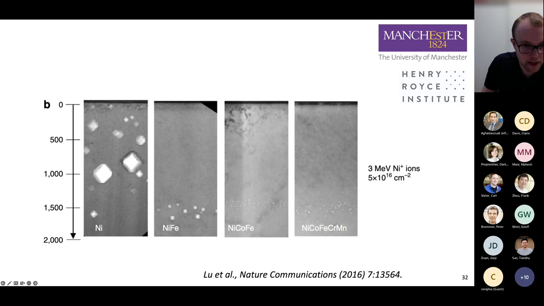So we see that when we irradiate nickel versus when we add in more elements, we see the amount of voiding and the void swelling goes down significantly. Okay, so that's a very, very interesting result.